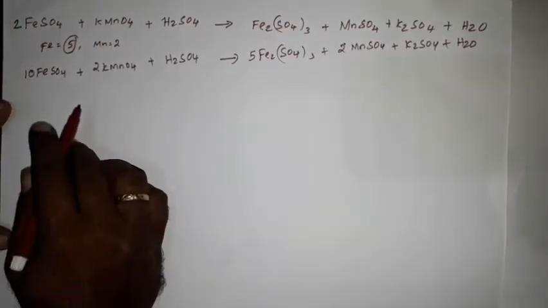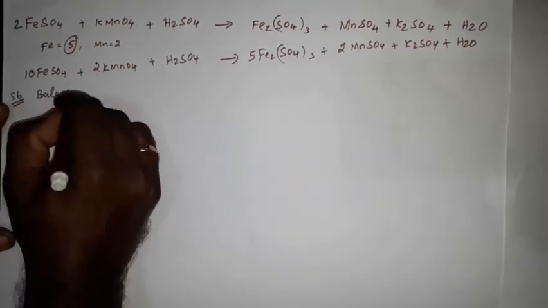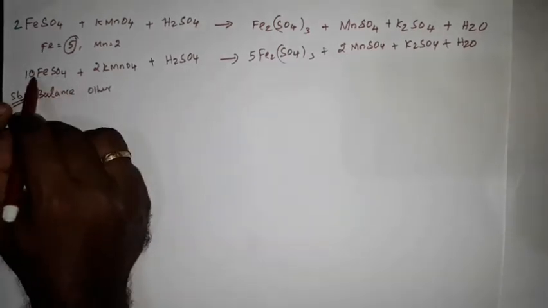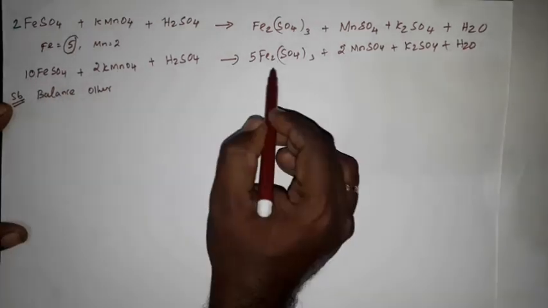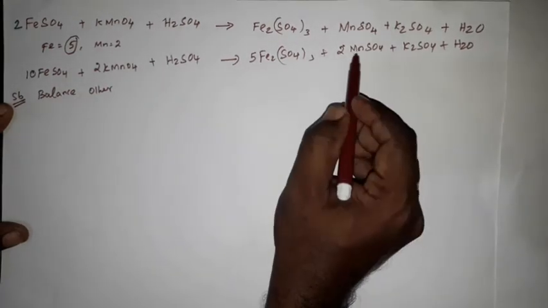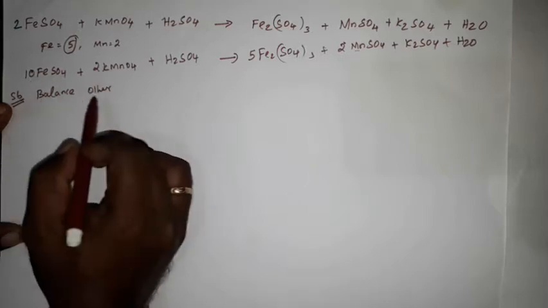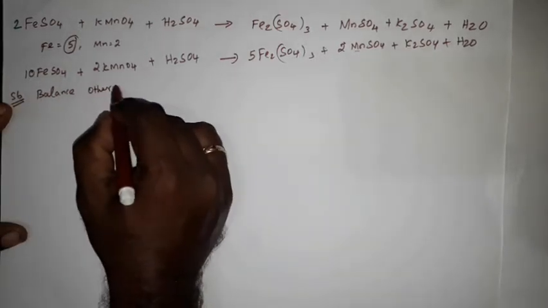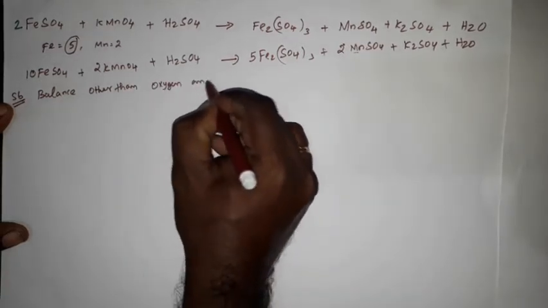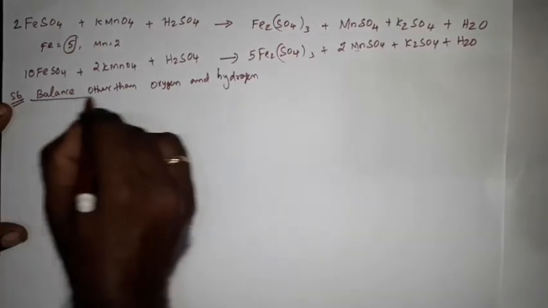Hope you understood. Now step 6. Actually, in that step 5, iron and manganese are balanced, clear? Here 10 Fe, here also 10 Fe, 2 manganese, here also 2 manganese. So according to step 5, Fe and Mn are balanced. Now we are going to balance other than oxygen and hydrogen. Okay, this is step 6.